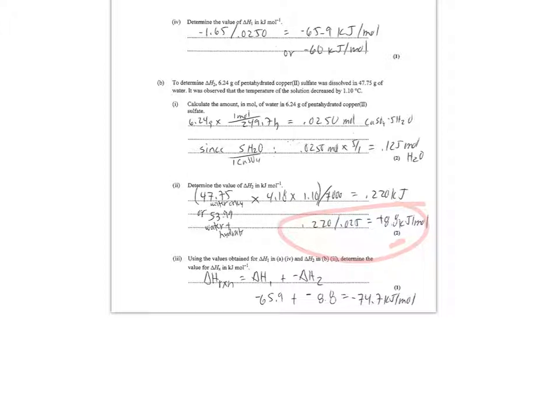And then finally, using the values obtained for H1 and H2, determine the value. Well, at the beginning I said H1 I can leave because that's going the right direction, but H2 I have to flip. So now I'm going to take negative 65.9 that I calculated for the first one, and I'm going to add the flip value for H2, which was positive 8.8, so it flips to negative 8.8, and that is how I came up with the value of negative 74.7 kilojoules per mole.